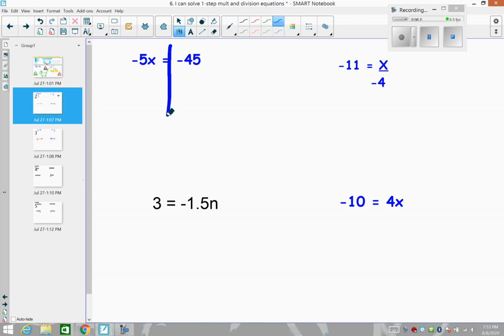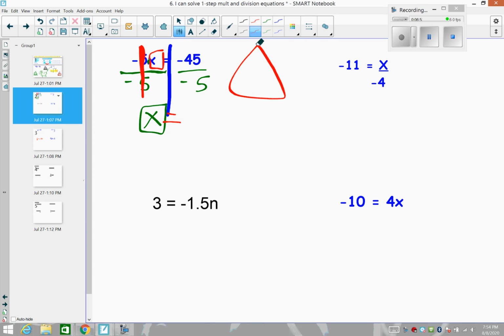Build house, build fence, clean yard. The operation that's sitting right here right now is multiplication. So to get rid of that, we're going to divide. We want the x to stay. The negative 5's got to go. So to get rid of that, we divide by negative 5, copy, paste. Now, negative 5 divided by negative 5 is positive 1, which is exactly what we wanted to clean that yard.